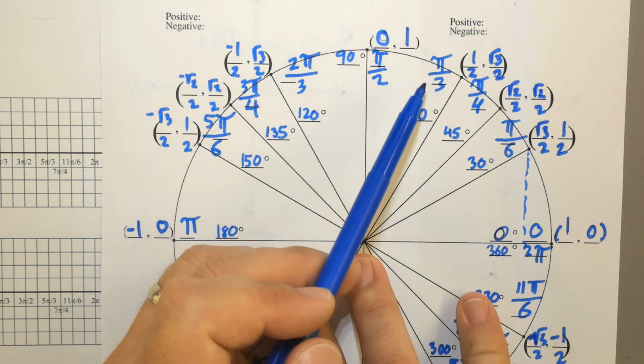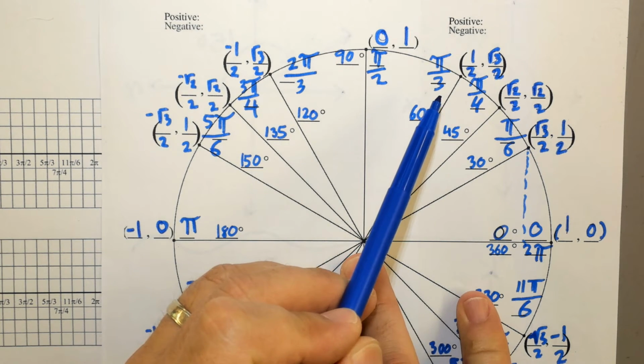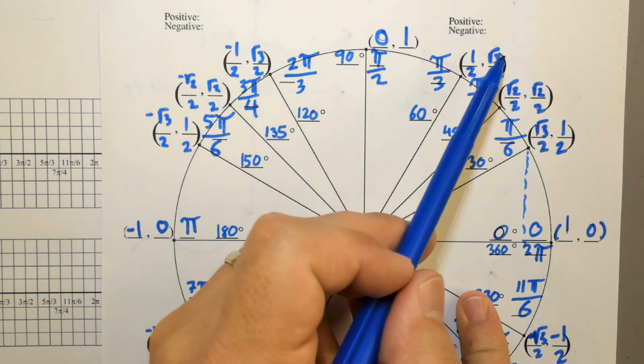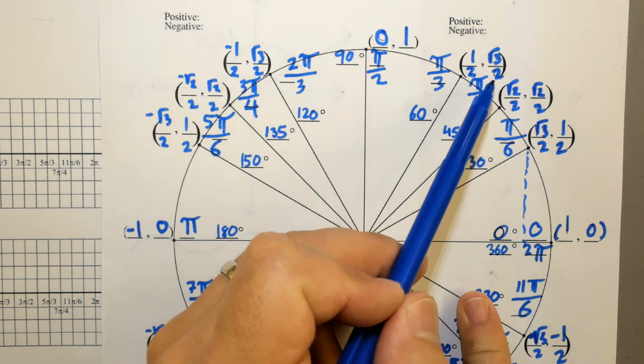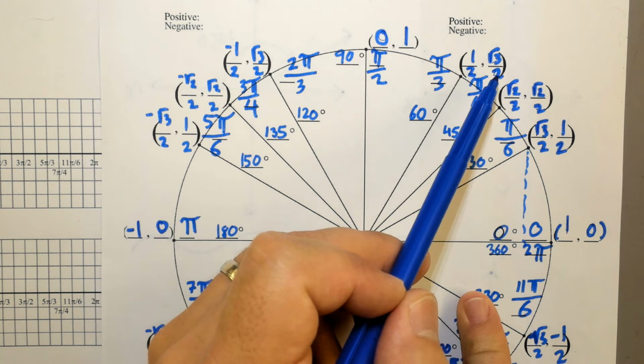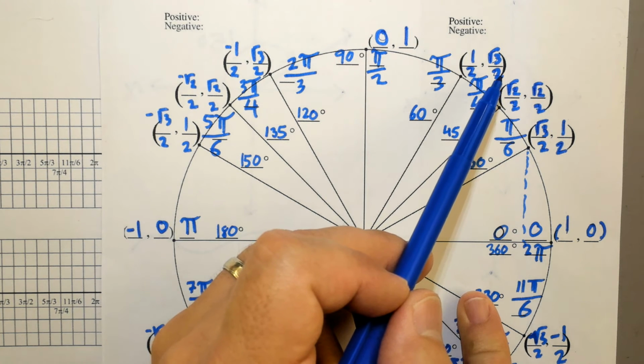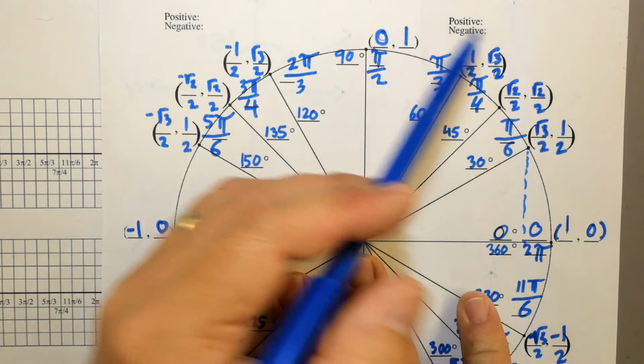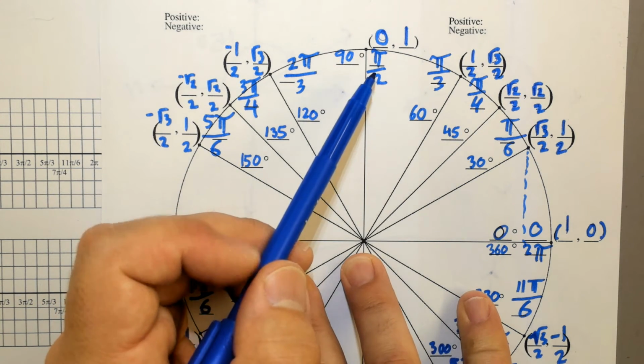Okay, similarly, for pi over 3, the y value is radical 3 over 2. Again, another value that is a decimal value, and it's not that trivial to graph by hand. So let's go on to the next one. Let's graph pi over 2.